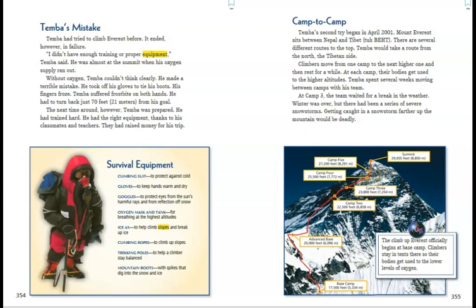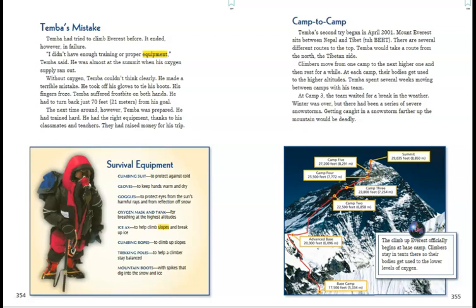All right, camp to camp, page 355. Temba's second try began in April 2001. Wow, this is April of 2020, so this was 19 years ago. All right, Mount Everest sits between Nepal and Tibet. There are several different routes to the top. Temba would take a route from the north, the Tibetan side. Climbers move from one camp to the next, higher one, and then rest for a while. At each camp, their bodies get used to the higher altitudes.